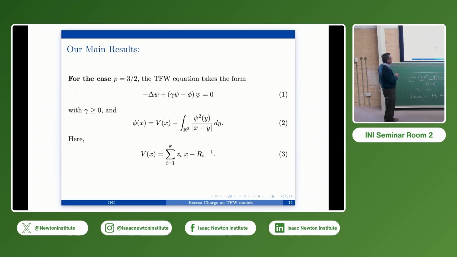So the simplest case that one can study in this equation is the scale invariant case, which corresponds to P equal to 3/2, which is equation 1 in there. And again, phi is the Coulomb potential created by the nuclei and the electrons, and V is the potential.